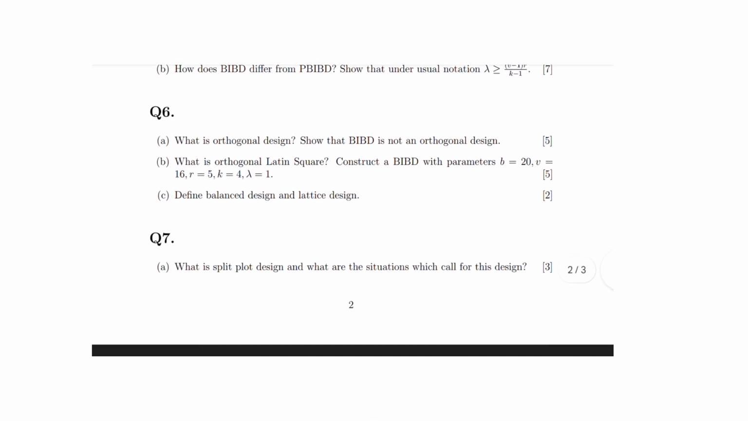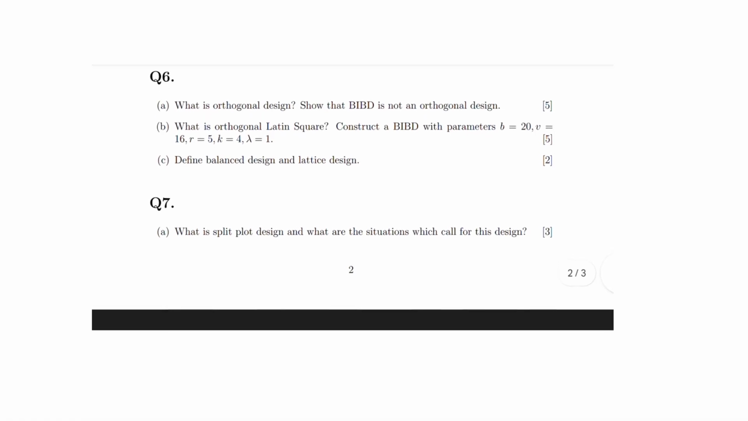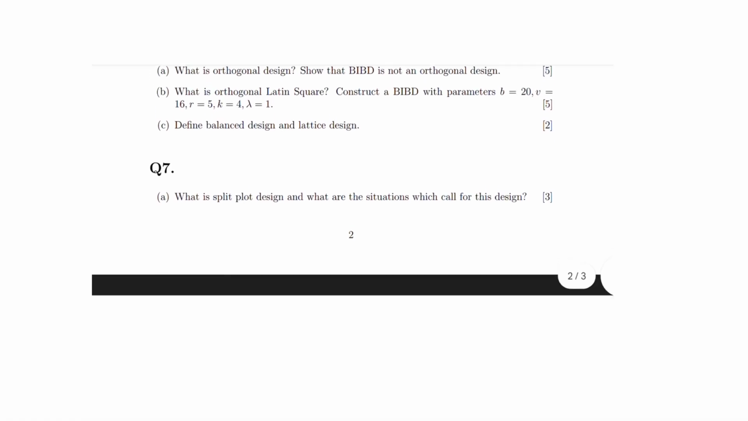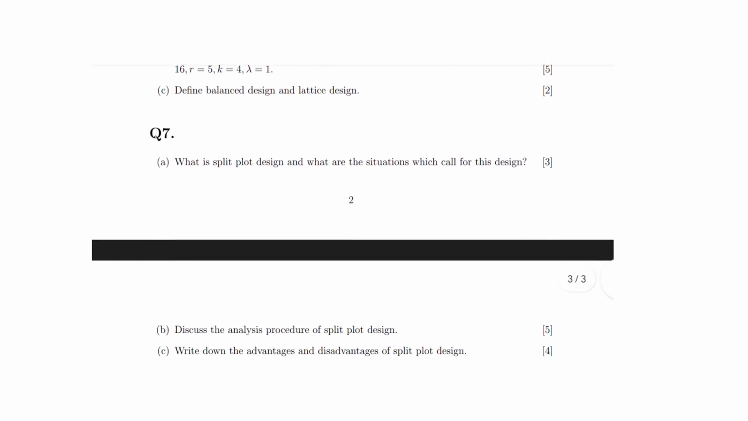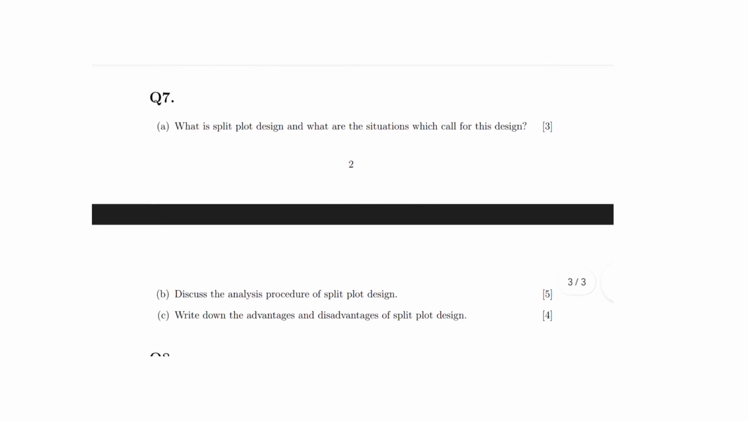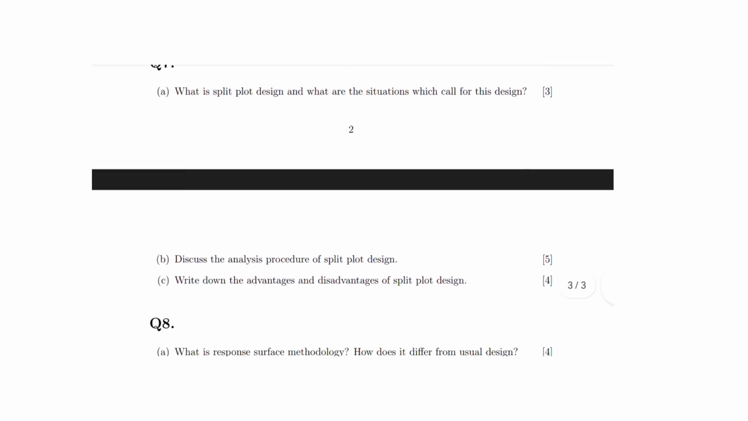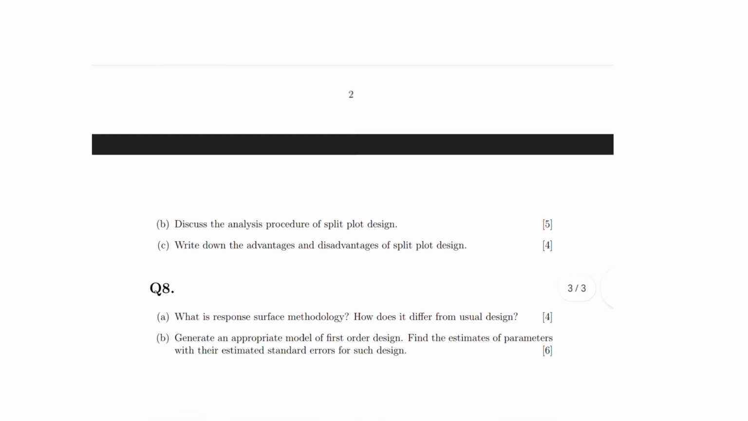7. Q6. A. What is orthogonal design? Show that BIBD is not an orthogonal design. 5. B. What is orthogonal Latin square? Construct a BIBD with parameters b equals 20, v equals 16, r equals 5, k equals 4, lambda equals 1. 5. C. Define balanced design and lattice design.